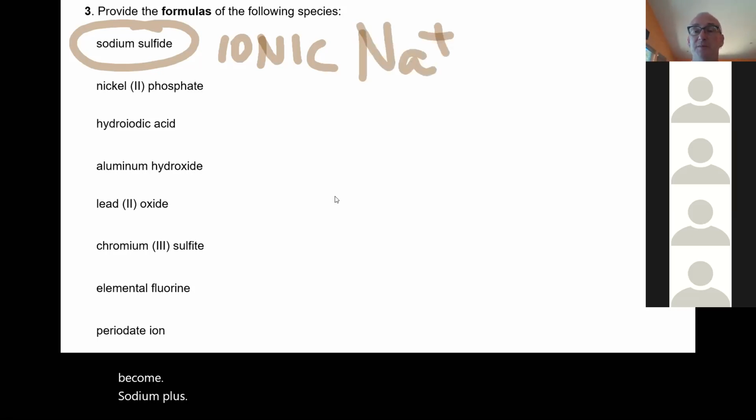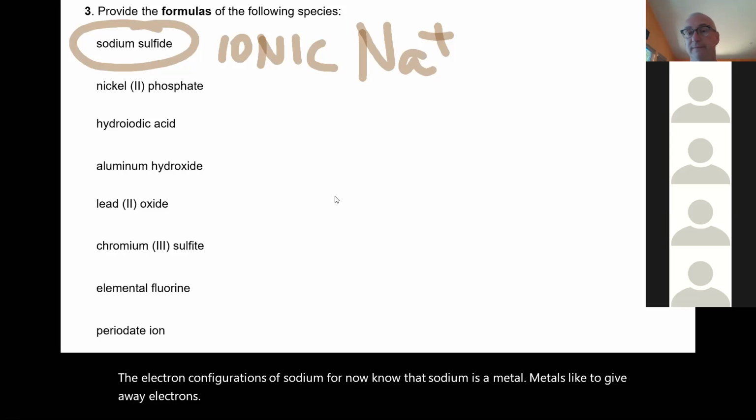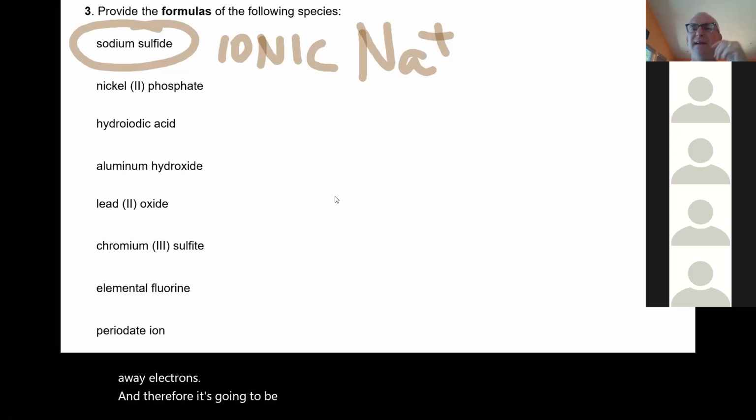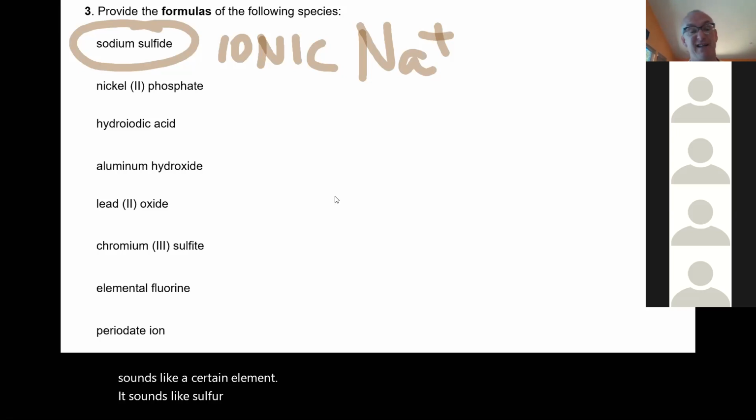And we'll learn why that is when we talk about the electron configurations of sodium. But for now, we know that sodium is a metal. Metals like to give away electrons, and therefore it's going to be positive. Now, sulfide, what do you think that means? Sulfide. Sounds like a certain element. Sulfur. It sounds like sulfur, right? And because it is.